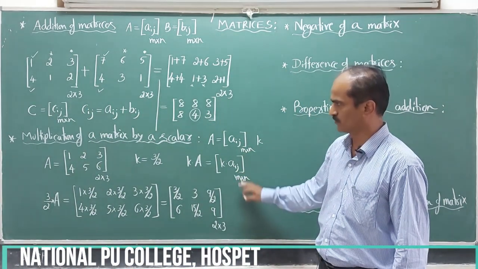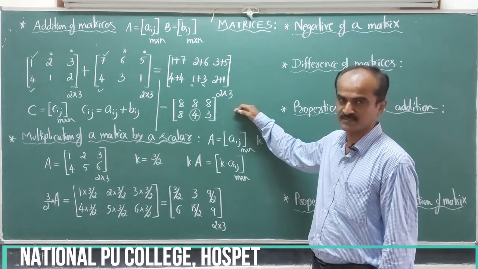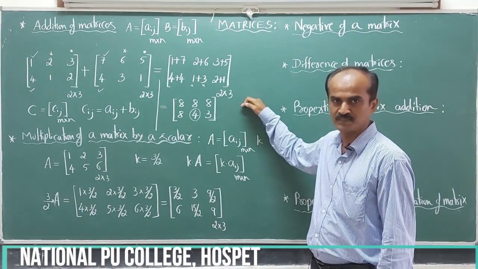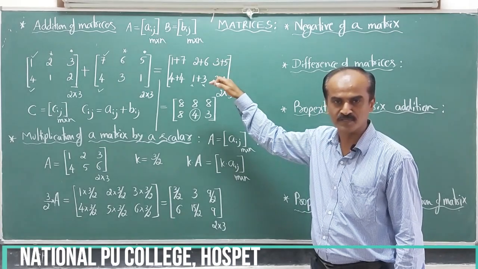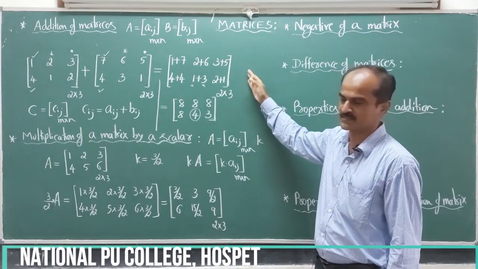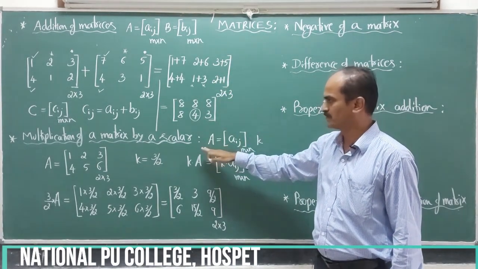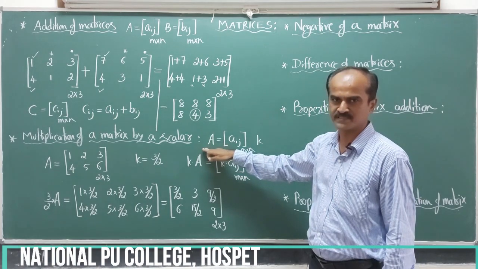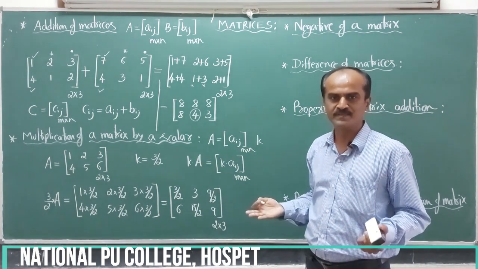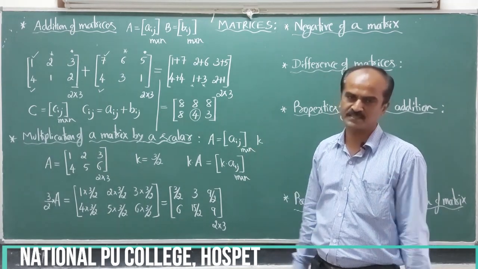I hope you followed this. Addition of matrices: the order must be the same. Then adding the corresponding elements, you end up with another matrix of the same order. And multiplication of a matrix by a scalar means multiplying all the elements of the matrix by that given scalar.